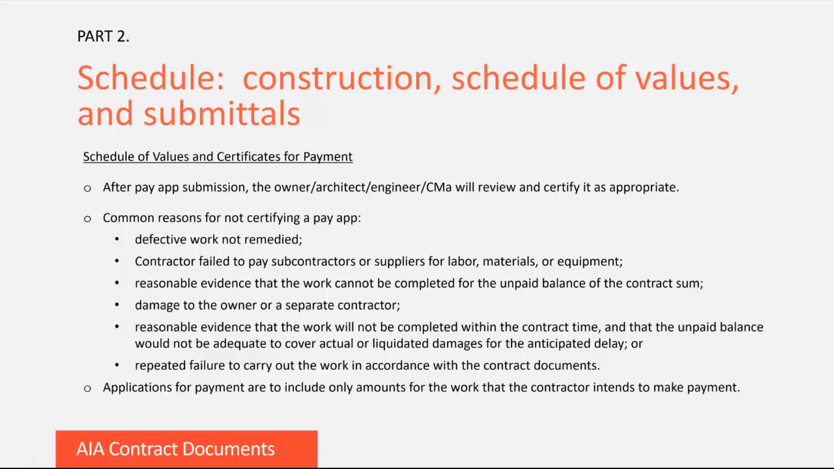After you have submitted your pay-app, the owner, architect, engineer, or CMA who is reviewing it certifies the full amount for payment, will pay another amount as they deem is proper, along with reasons for withholding part of the certification, or they will withhold the entire amount along with the reason, hopefully not too often though. Common reasons for not certifying a pay-app are defective work that hasn't been remedied, the contractor didn't pay subs for labor, materials, or equipment, evidence that work can't be completed for the unpaid balance of the contract sum, damage to the owner or a separate contractor, reasonable evidence that work won't be completed within the contract time, the unpaid balance is inadequate to cover actual or liquidated damages, or repeated failure to carry out the work according to the contract documents.